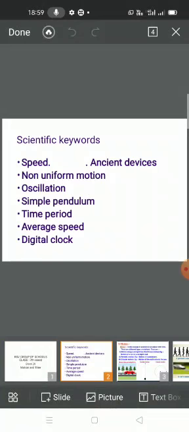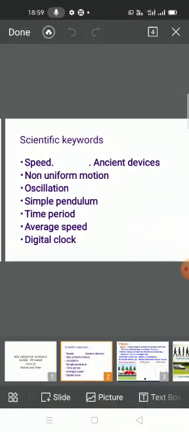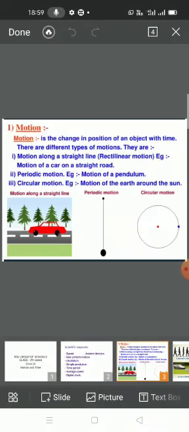Before starting, there are some scientific words which are used in this block: speed, non-uniform motion, oscillation, simple pendulum, time period, average speed, digital clock, Asian devices. So let's start towards our main topic, that is the motion.